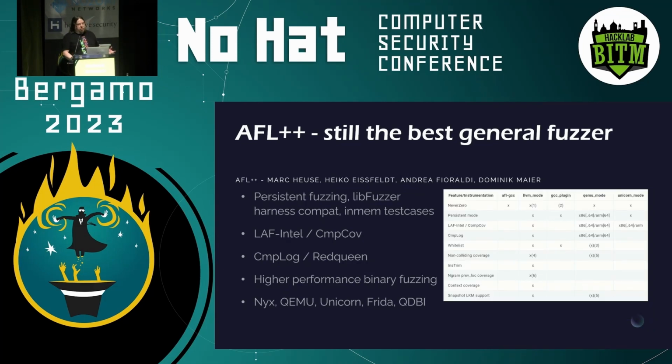Some examples of things that have been added are LAF-Intel and CompCov. I think I have another slide coming up on what those particularly are. But they're compile-time modifications to the code that make the code more fuzzable.